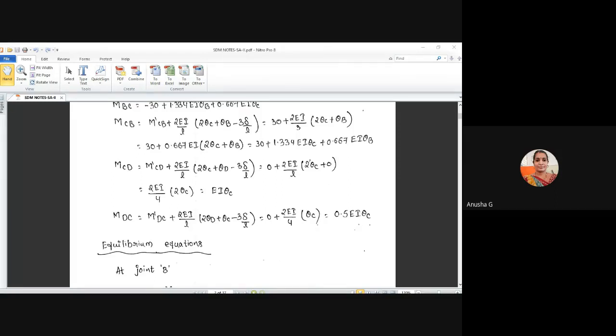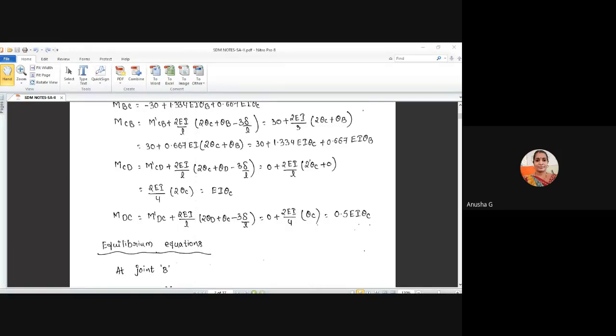Step 1: first we will find the fixed end moments. Step 2: taking the slope deflection equation, you have to find the 6 equations. In this case, A and D are fixed joints, that's why theta A and theta D are 0. We'll get only theta B and theta C in all conditions. In all 6 conditions, we will get only theta B and theta C.